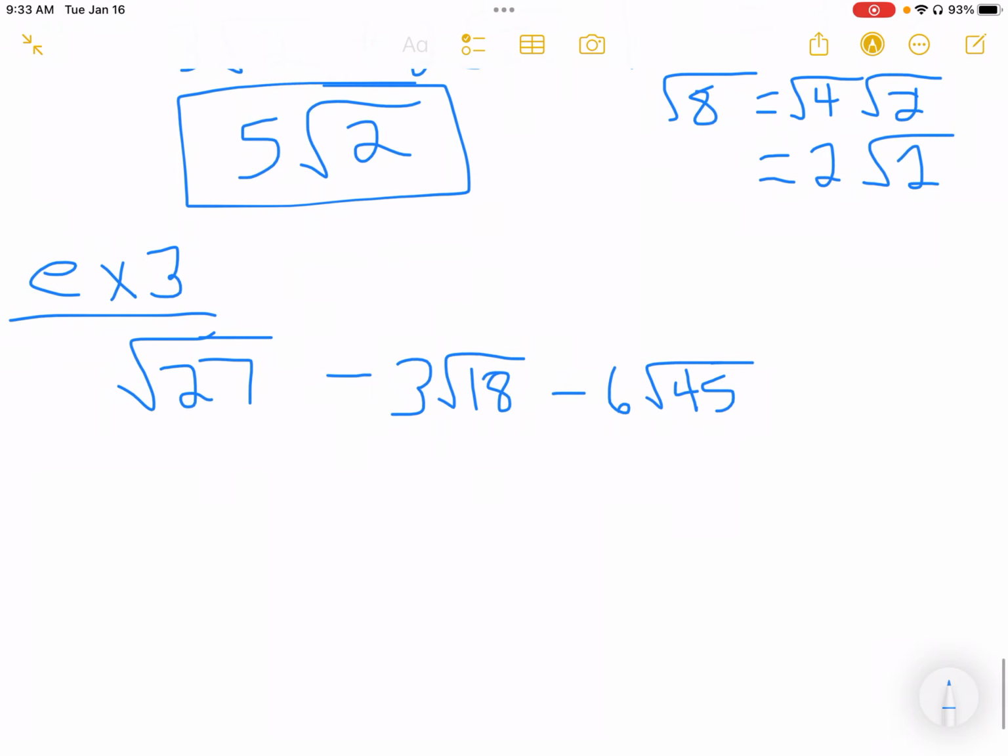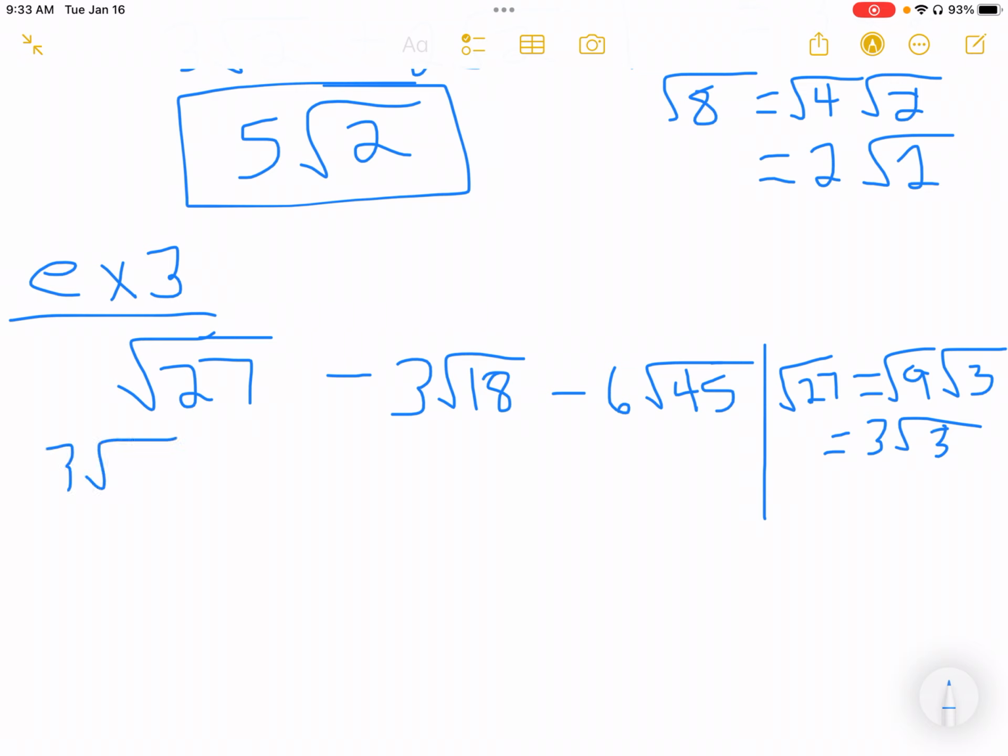Okay. Square root of 27. Well, this looks interesting, but it's not going to be a whole number. Square root of 25 would be a perfect square. So instead I say, okay, square root of 27 has in it the square root of 9, and then I can say square root of 3. And that becomes 3 root 3. So then I have 3 root 3 here.